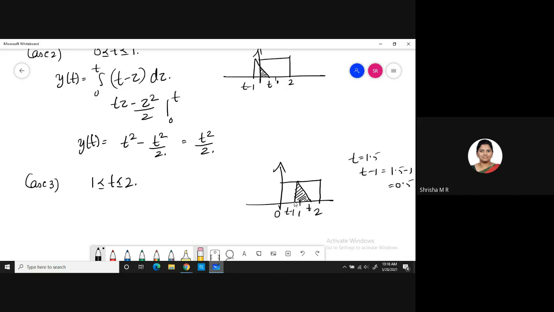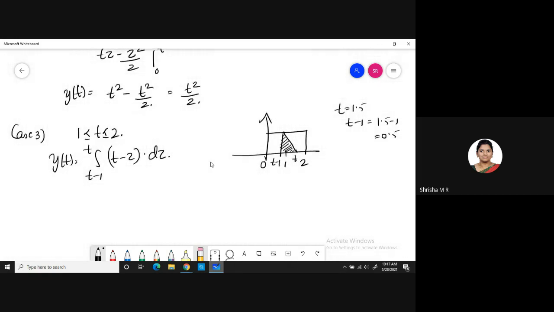Are you guys following? So check the overlapping space. What is the overlapping space? t minus 1 to t. The overlapping space is from t minus 1 to t, right? So your y of t is equal to the integral from t minus 1 to t of tau d tau. Now integrate this and tell me what you get for y of t. You have t tau minus tau square by 2 with limits t minus 1 and t.